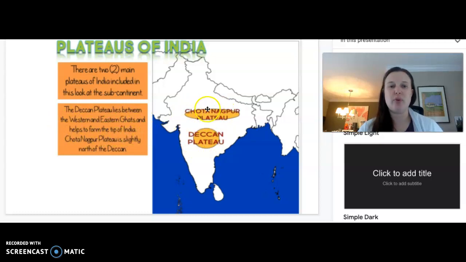Chota Nagpur Plateau is slightly north of the Deccan. And one question I have is, how do you know when you're leaving the Deccan Plateau and you get into the Chota Nagpur Plateau? In between, what is the land like? I don't know that, but when I'm looking at these two, it makes me wonder, why don't they just call it one plateau? Why does it have two different names? That's something I'm interested in learning about.